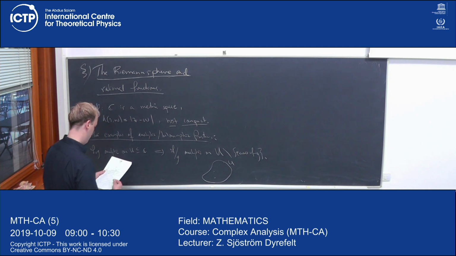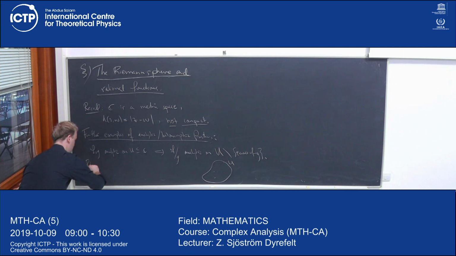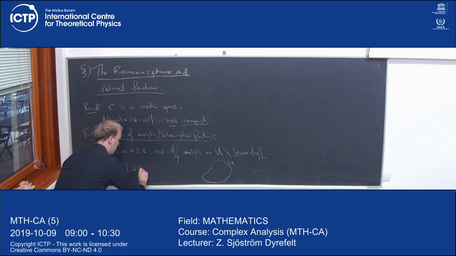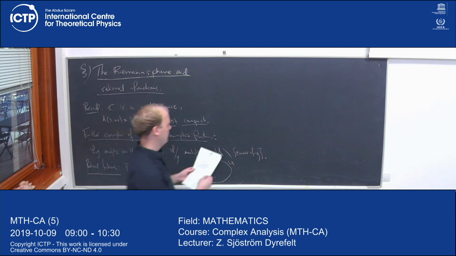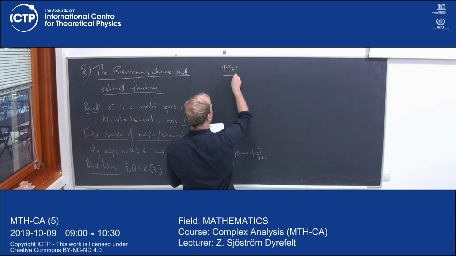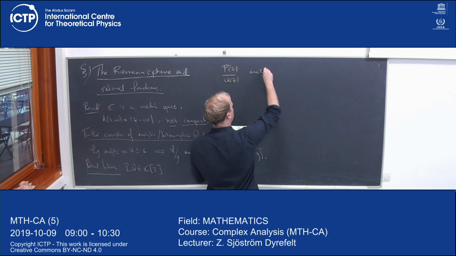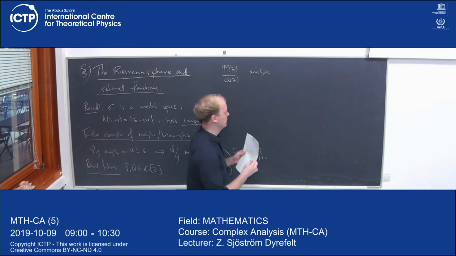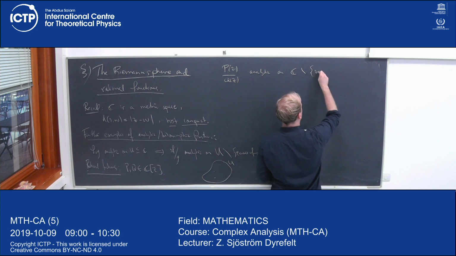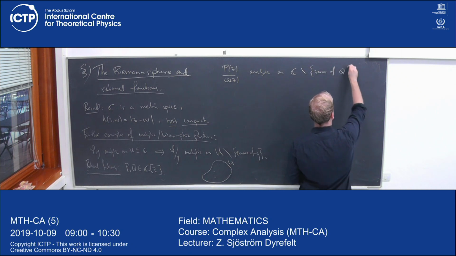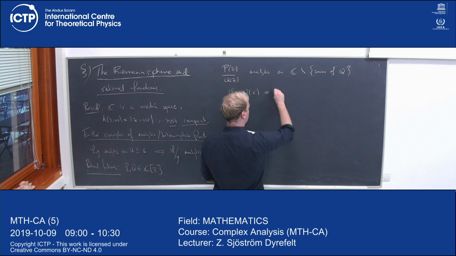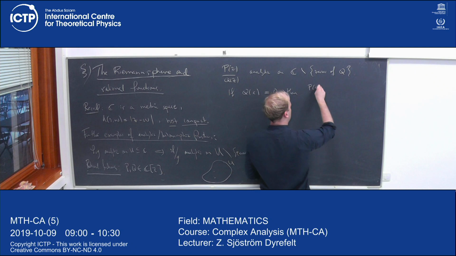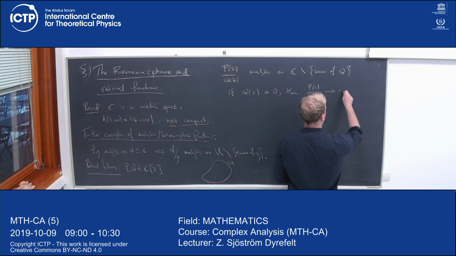Okay? So, in particular, we have rational functions. Now if we take P and Q to be polynomials with complex coefficients, they are defined on all of C. Of course polynomials are holomorphic, entire functions. So P over Q is analytic on C minus the zeros of Q. And moreover, if Q of a is equal to 0, then P of a over Q of a tends to infinity.